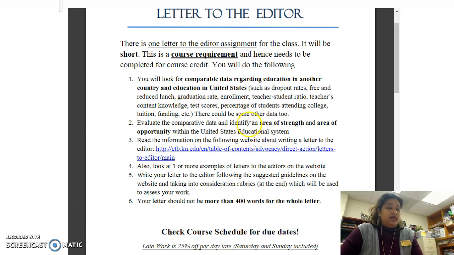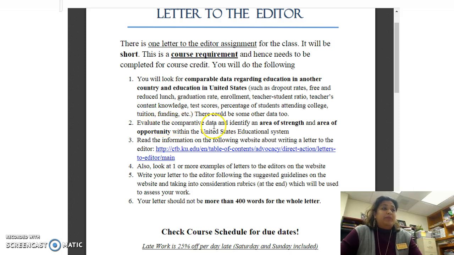In this assignment, you are going to compare the data regarding education in another country and the United States. Only one issue, not a lot of issues. There should be only one issue. I've given you a lot of examples here like dropout rates, free reduced lunch, graduation rate, enrollment, student-teacher ratio, content knowledge, test scores, percentage, funding, all those things. There could be other areas also, but you will only look at one issue.